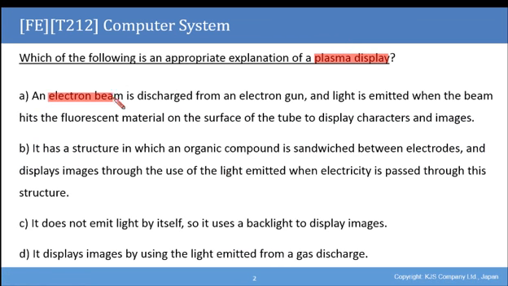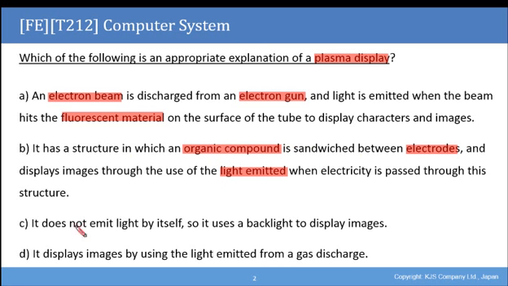A. An electron beam is discharged from an electron gun, and light is emitted when the beam hits a fluorescent material on the surface of the tube to display characters and images. B. It has a structure in which an organic compound is sandwiched between electrodes, and displays images through the use of light emitted when electricity is passed through this structure.